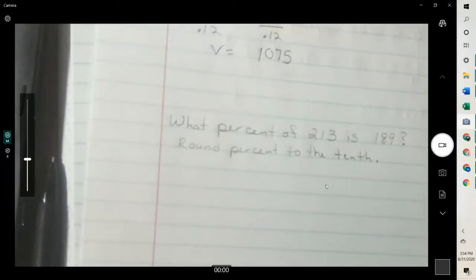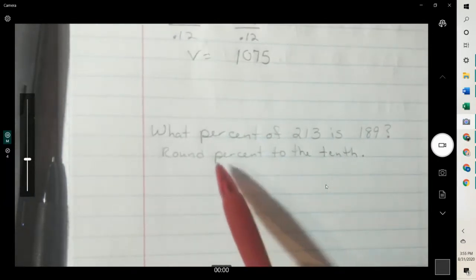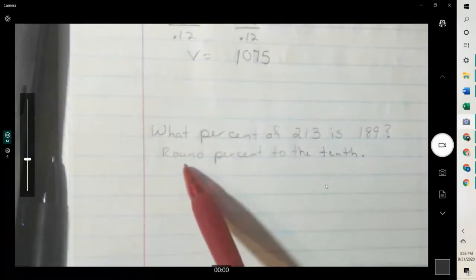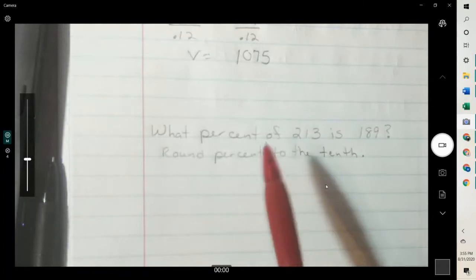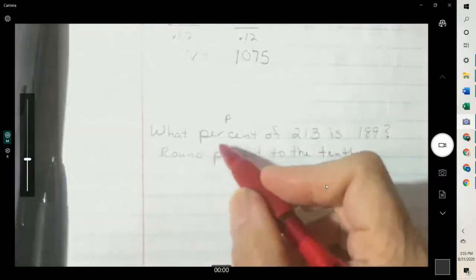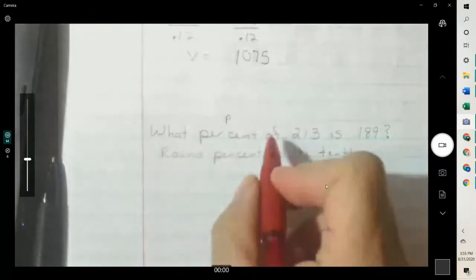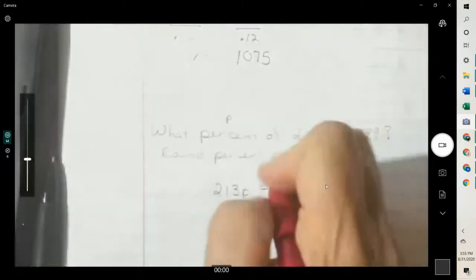This one we're looking for the percent. What percent of 213 is 189? And this one I put a little note, because it's a decimal, round percent to the 10th. So we're looking for the percent. If you want to use P for percent, you can, or you can keep any value, X. But percent of 213. Of means multiply. So it's P times 213, or 213P equals 189.